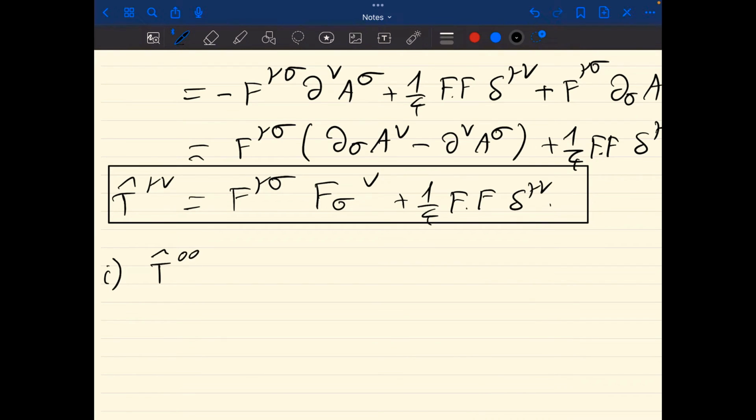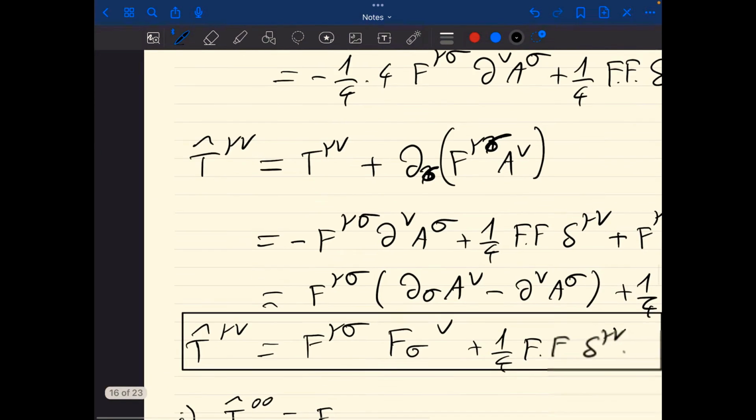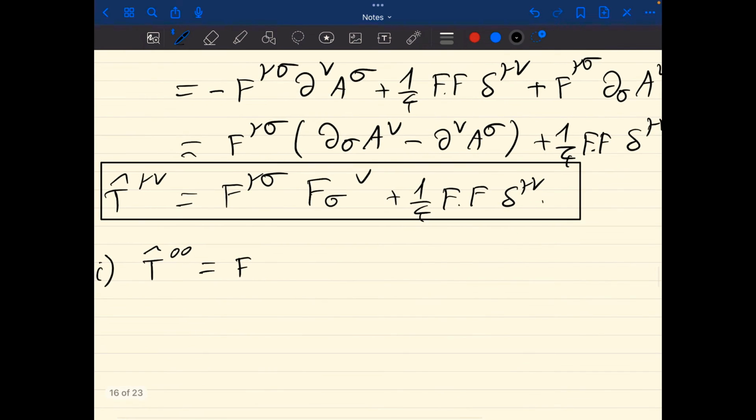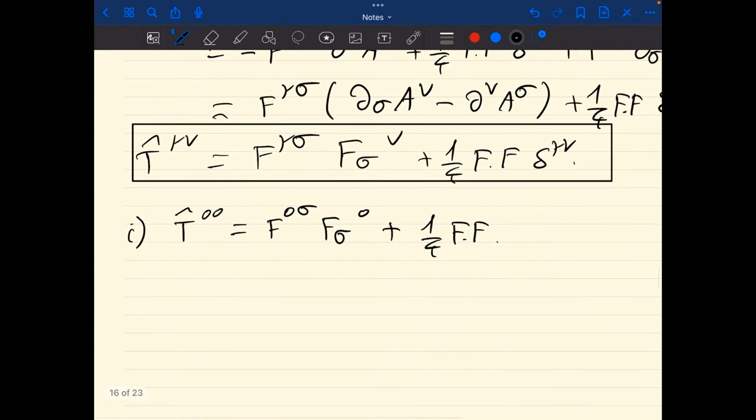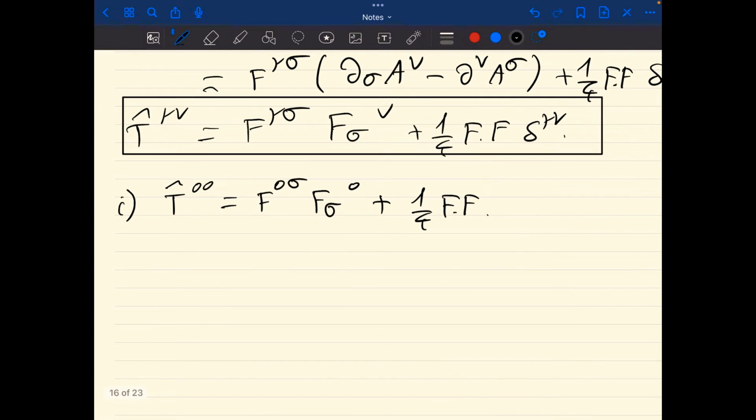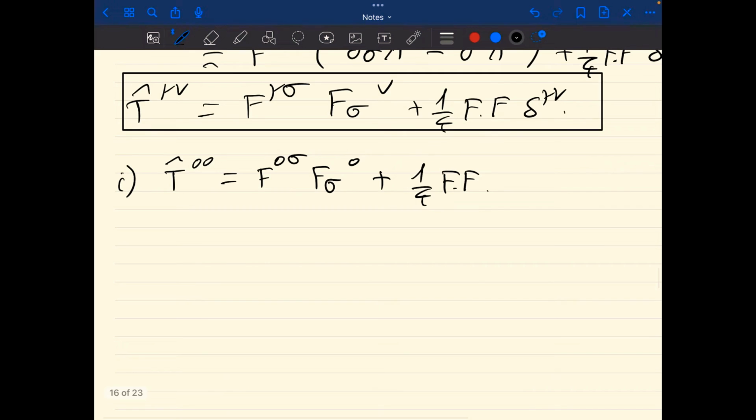It's actually the local Hamiltonian, and we can just compute that. That's F^{0σ}F_σ^0 plus 1/4 of FF, because δ^{00} is 1. So we have two terms here. We recognize in the first term the electric field. Okay, so let's remind ourselves that E^i is equal to minus F^{0i}.